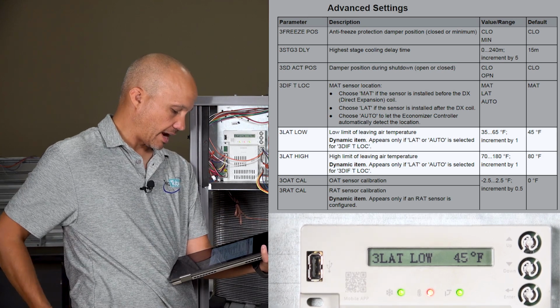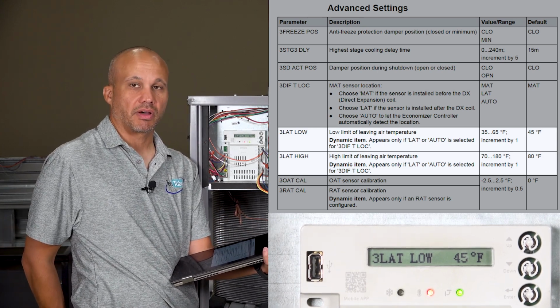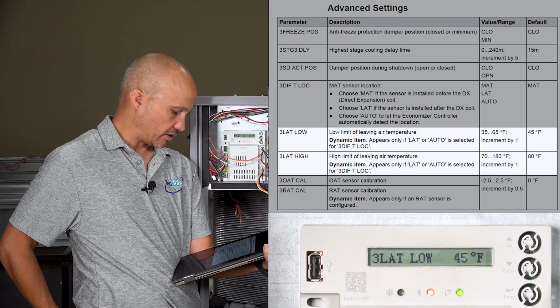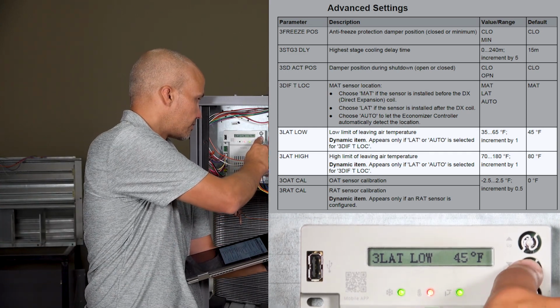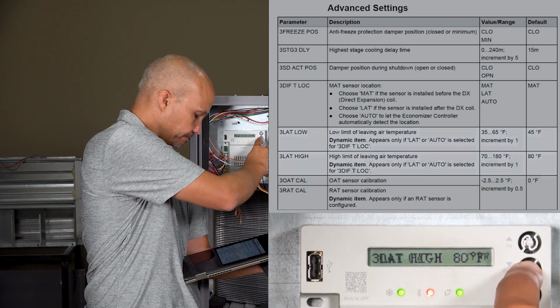LAT low and high, you can set a maximum and minimum on that. So if it's ever above or below that, it'll generate an alarm. So you can do that if you needed to. Defaults of 45 and 80 are fine.